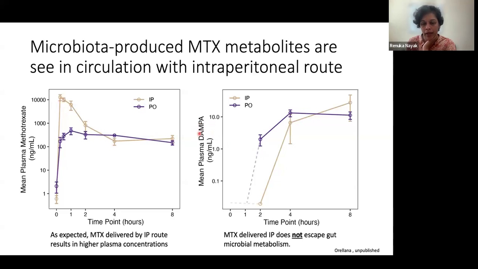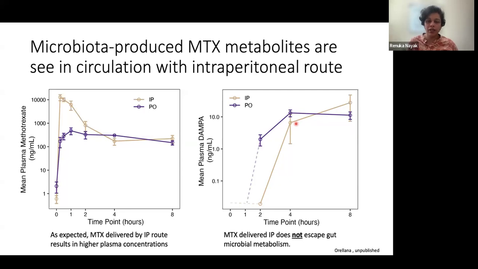So here's DAMPA. What we see is that in orally treated mice, DAMPA shows up in the blood at 2 hours, and there isn't any in the IP treated mice. But then at 4 hours, we see DAMPA showing up in the blood. So it turns out we can't avoid this problem by giving injection methotrexate. And the reason is because methotrexate is enterohepatically circulated.